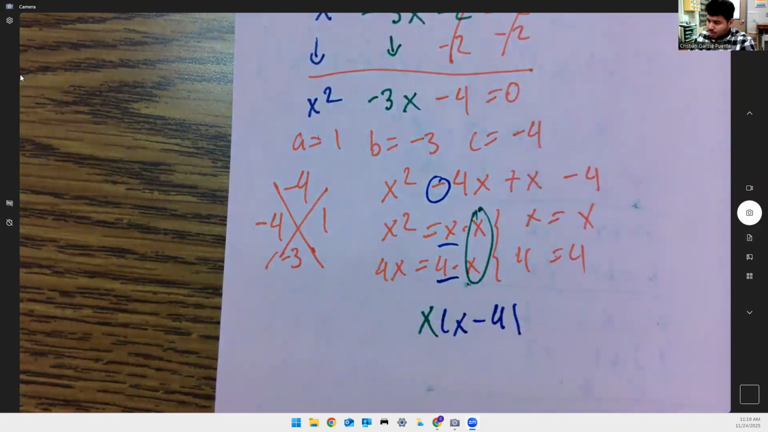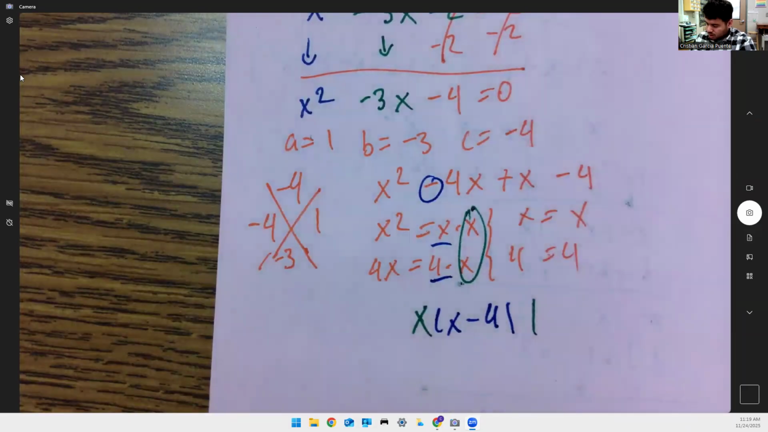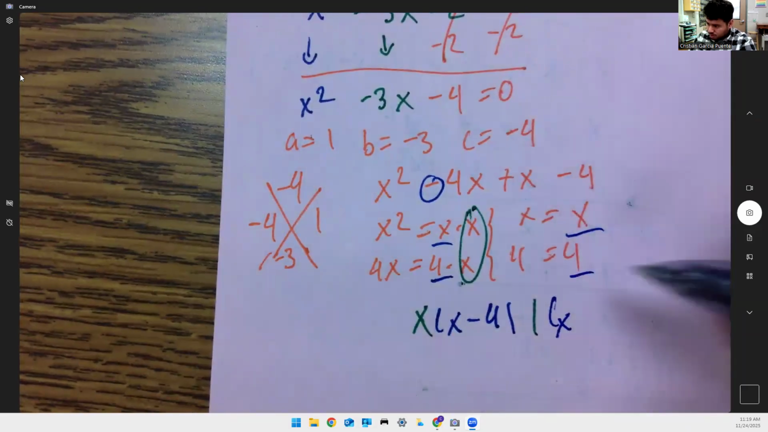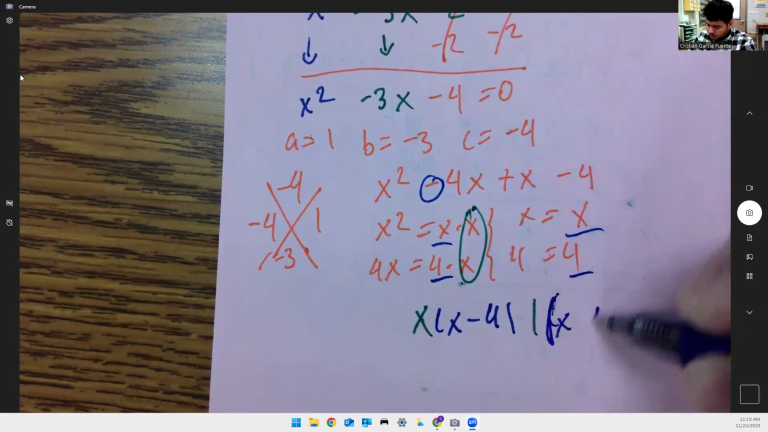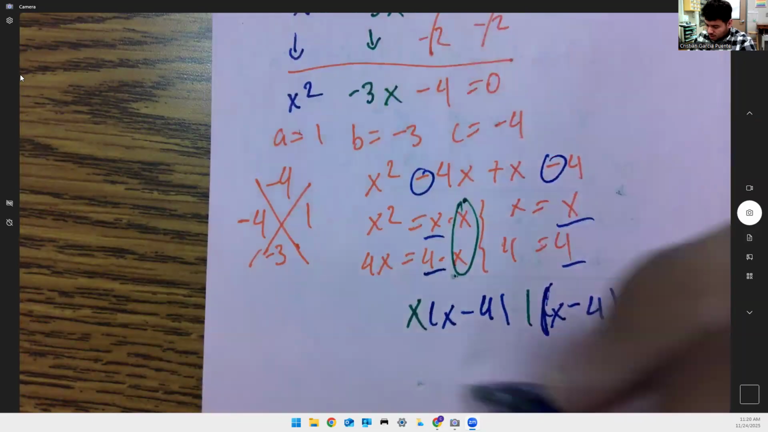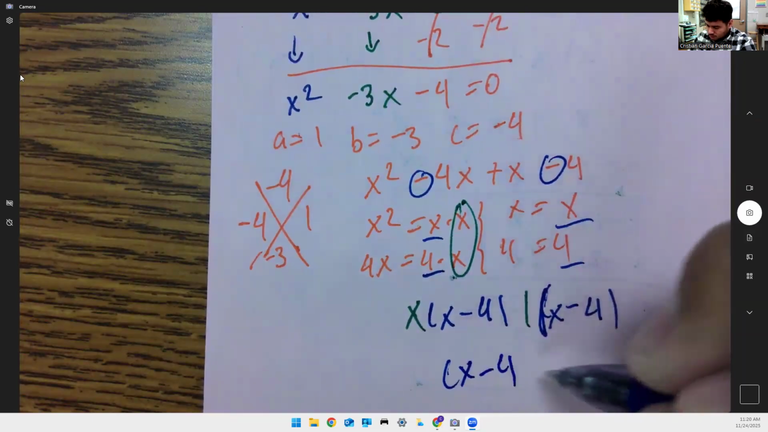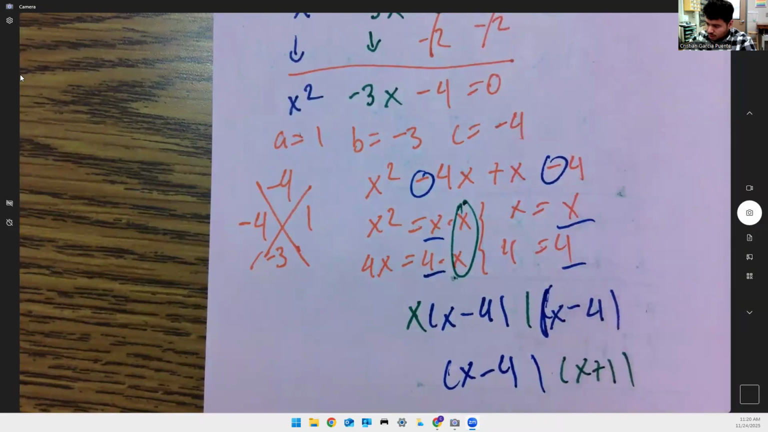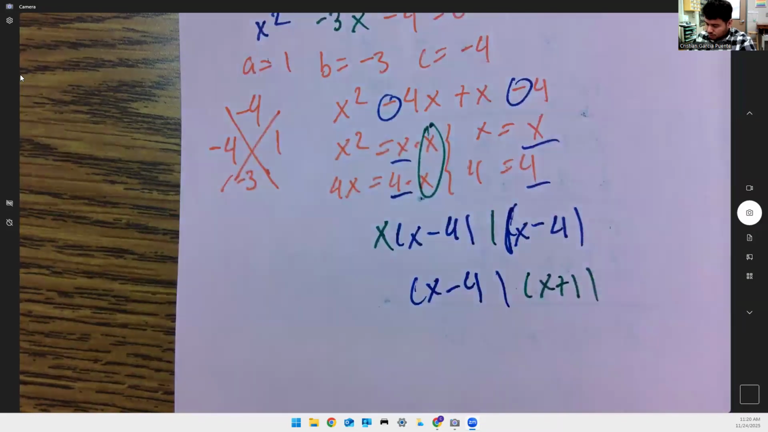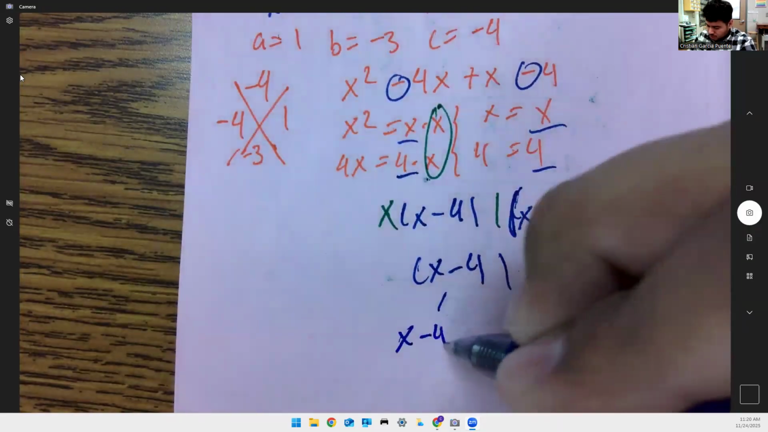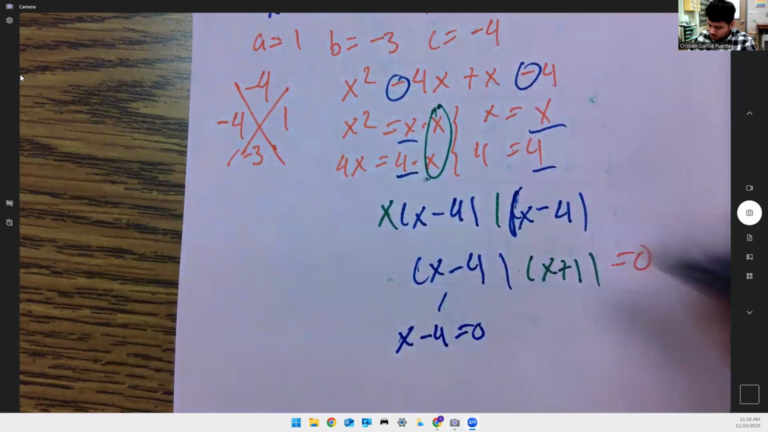What do the last two have in common? Nothing. So we put a 1. What do we not use on top? An x. What do we not use on bottom? A 4. Symbol in between is a minus. What do they both have in common? X minus 4. What are the leftovers? X plus 1. And now make that equal to 0 and solve for x. So you have x minus 4 is equal to 0 and x plus 1 is equal to 0.